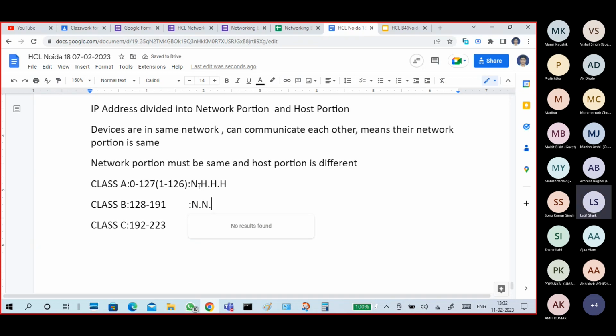Class B, the first two portions are network portions, and the remaining become host portions. In class C, the first three portions are network portions, and the last portion is the host portion. This way we can recognize which is the network portion and which is the host portion.